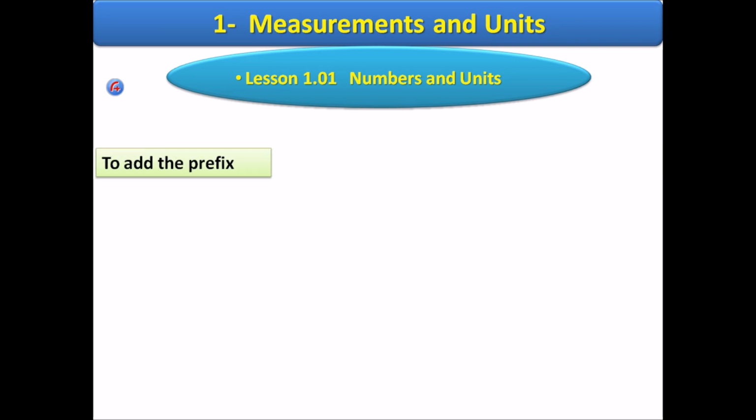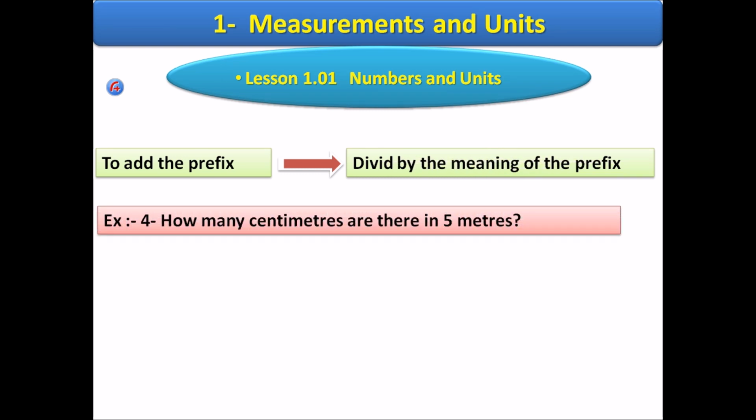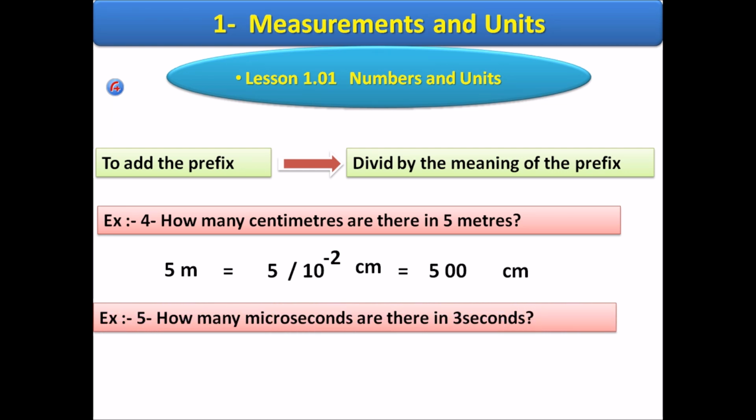Now, again, to add the prefix, remember, you have to divide by the meaning of the prefix. Example, how many centimeters are there in 5 meters? In this example, we have 5 meters and we want to convert it to centimeters, so you want to add centi. So you have to divide by the meaning of centi. It will be 5 divided by 10 to the power of minus 2. It will be equal to 500 centimeters.